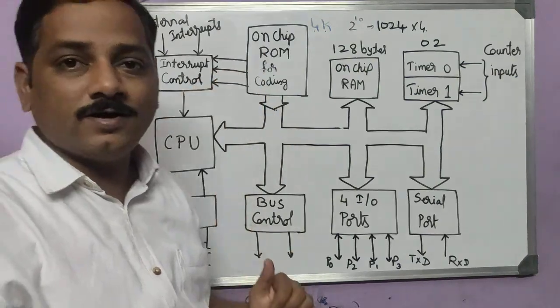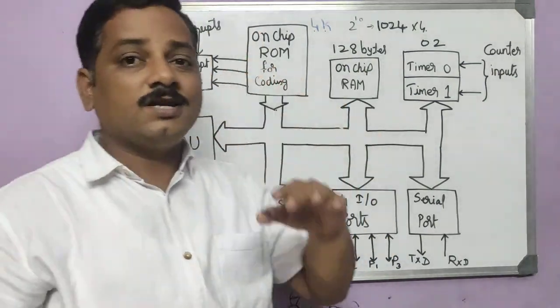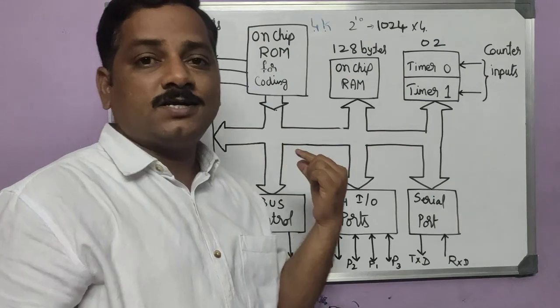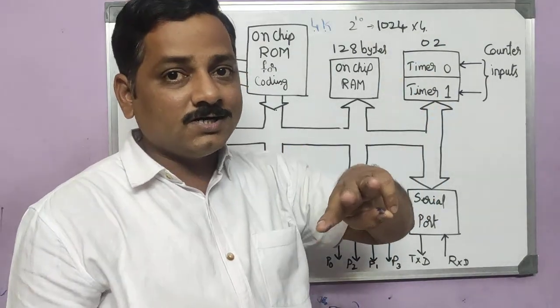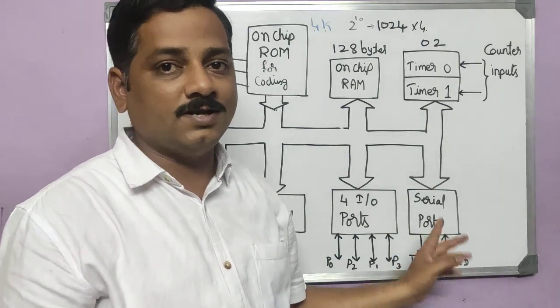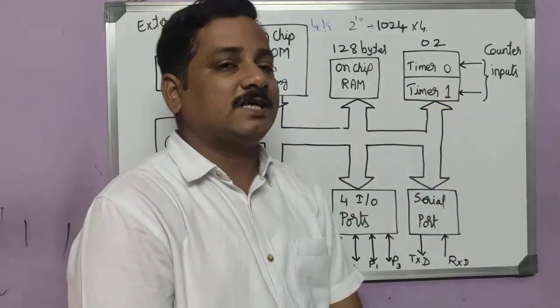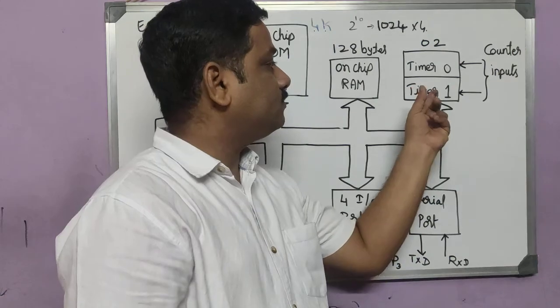As I already told you here, 3 interrupts are internal interrupts, and among those 3 interrupts, 2 interrupts are created by these 2 timers, and the third interrupt is created by serial port communication. Now let's see what this timer actually is. See, timer 0, timer 1.